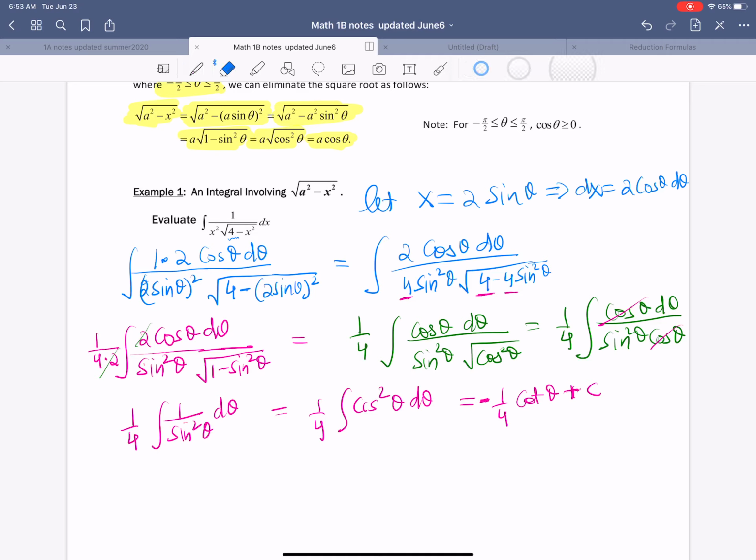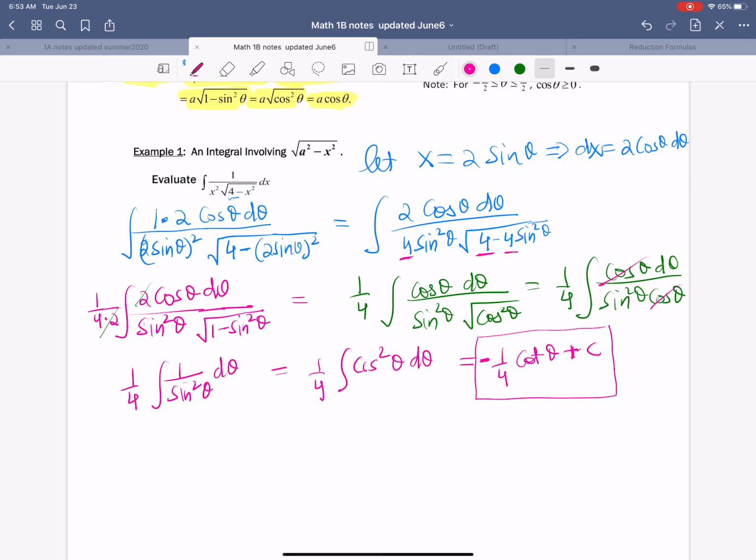Okay, so this is our integral, but we're not done because we want to go back to x. We did not start with theta in the problem. We started with x, so we want to go back to x. So let's look at the relationship that we used in the beginning. We said x was 2 sine theta. From here, we can say x over 2 is sine theta.